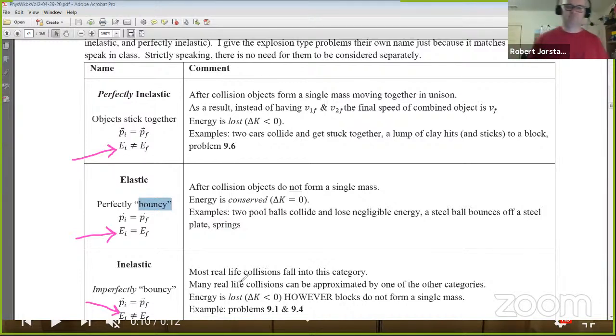So, okay. Believe it or not, two pool balls smacking into each other, you actually have negligible loss of energy, or two marbles. A steel ball bouncing off a steel plate loses very little energy. It's not perfectly elastic, but it's pretty darn close. It's a lot closer to elastic than, say, perfectly inelastic. The objects do not, in general, form a single mass.